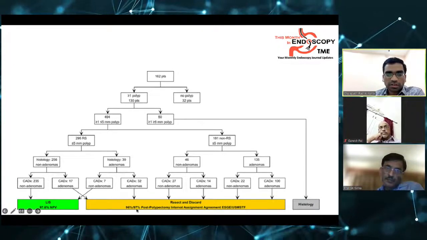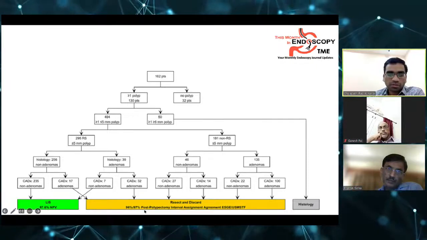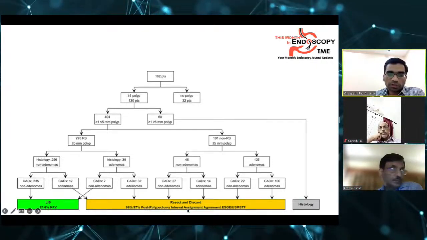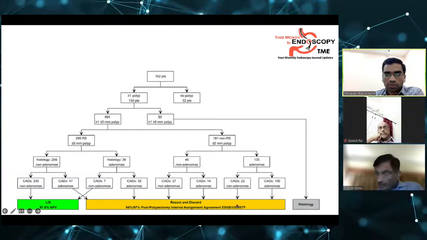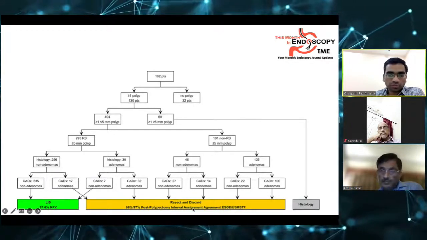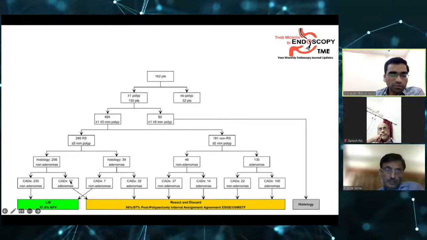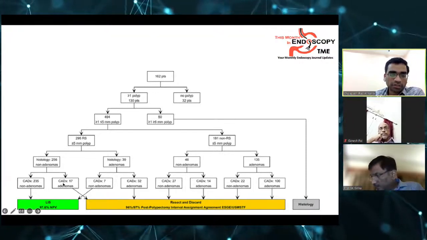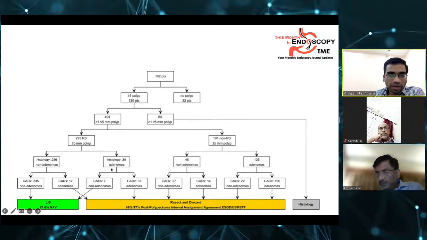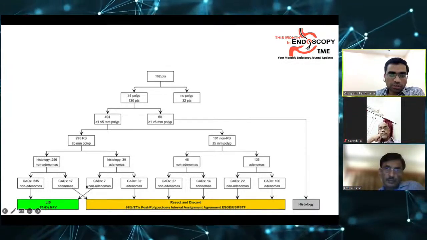And in the resect and discard policy, it goes up to 96 and 97% in accordance with the post-polypectomy interval assignment agreement in both the European and the US multi-society task force guidelines. And of note, 17 non-adenomas were detected as adenomas on CAD-X, and 7 adenomas were detected as non-adenomas in CAD-X.